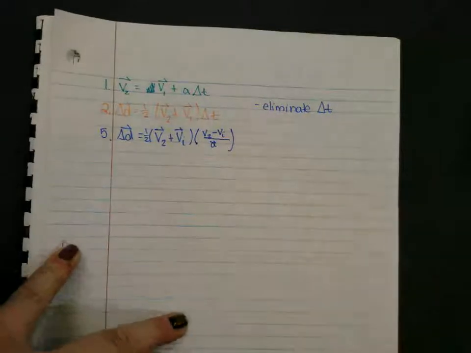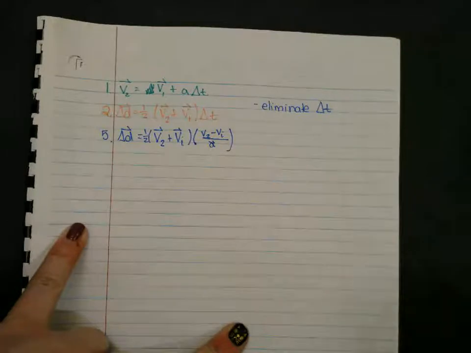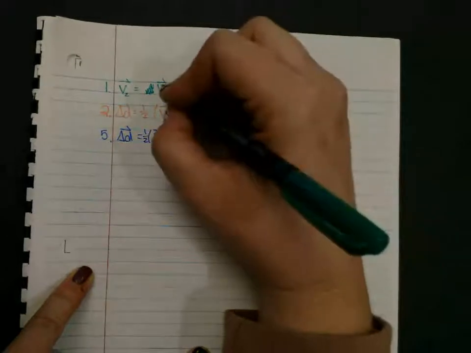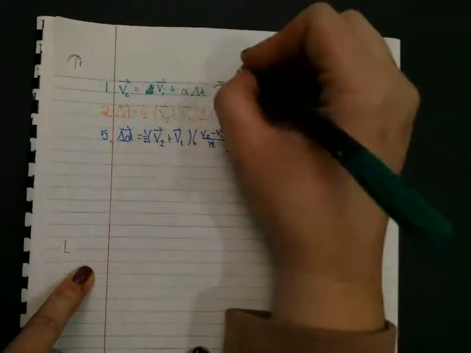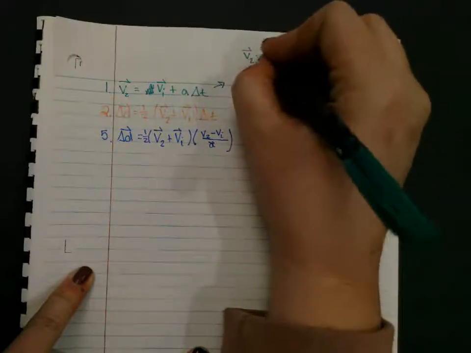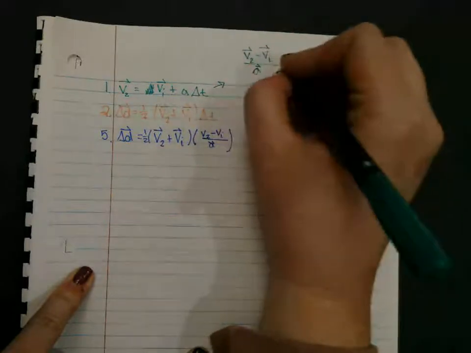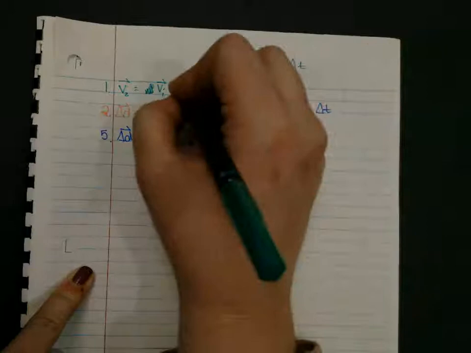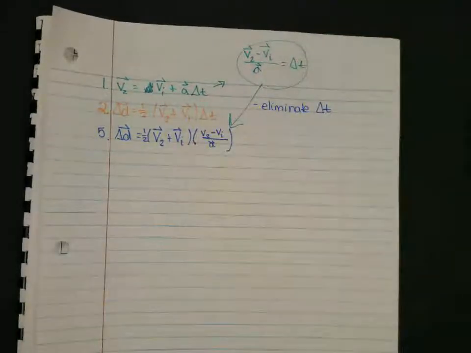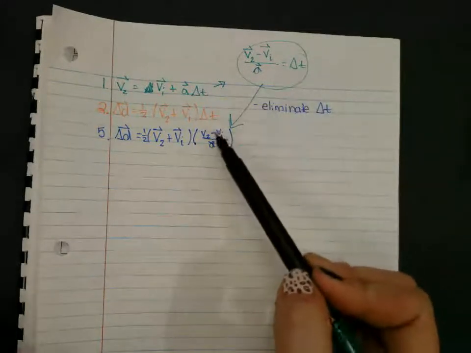And you're like, okay, Miss Neal, where did that come from? I rearranged kinematic equation number 1 to solve for change in time. So I have velocity initial on this side, and I'm going to bring it over. So that gives me velocity final minus velocity initial. I'm going to divide by acceleration to isolate that, and that's going to equal change in time. So that is what I put down here, because remember, we wanted to eliminate change in time. So I solved for change in time and then substituted it into equation 2.